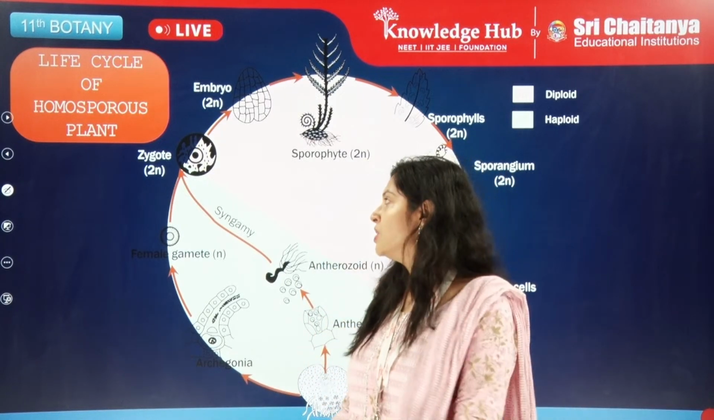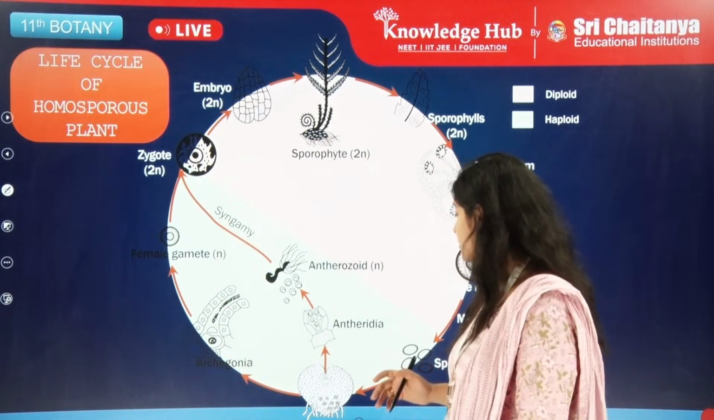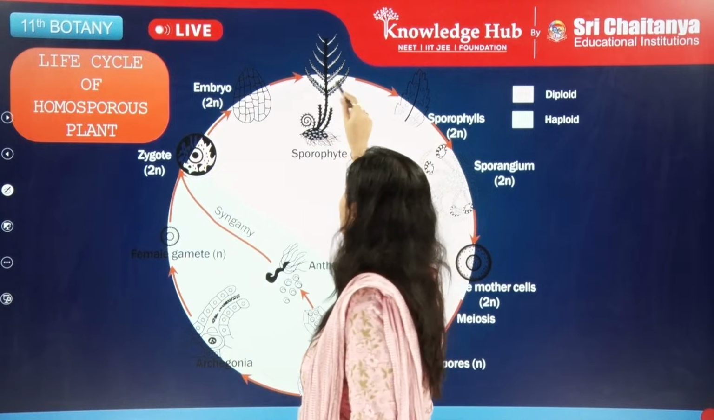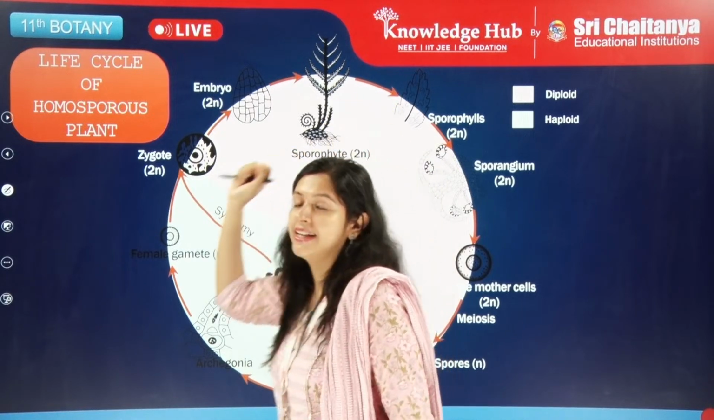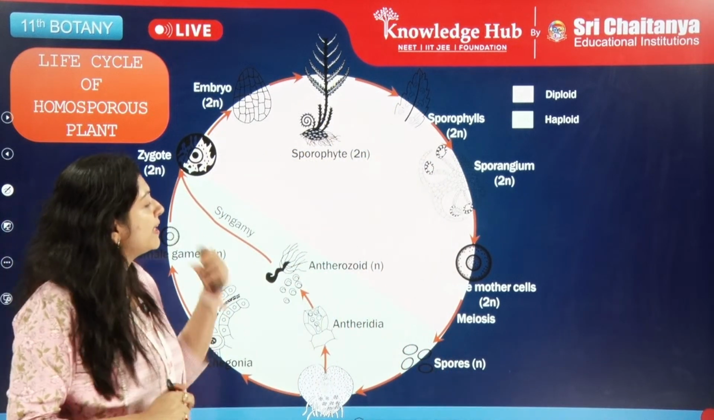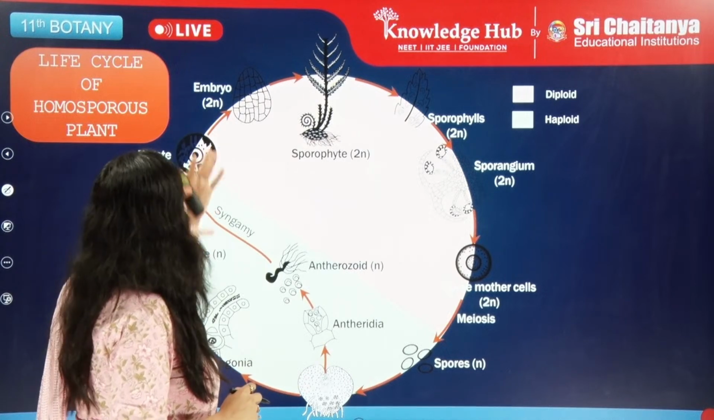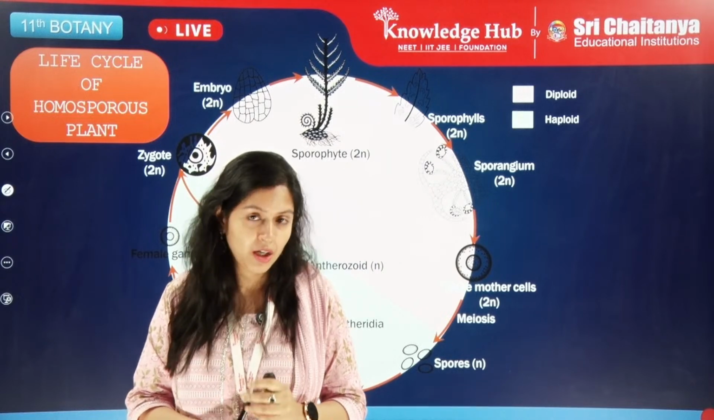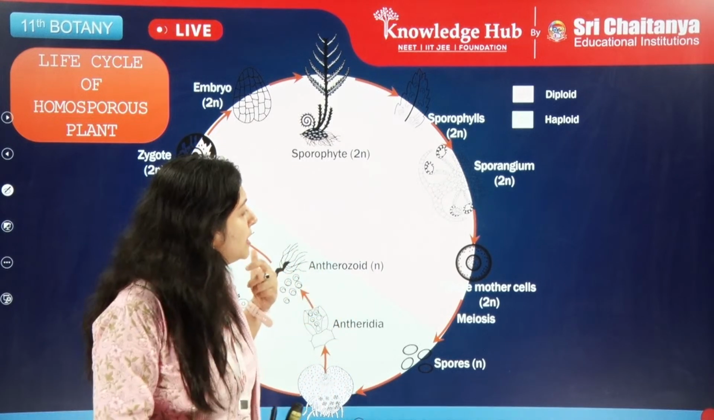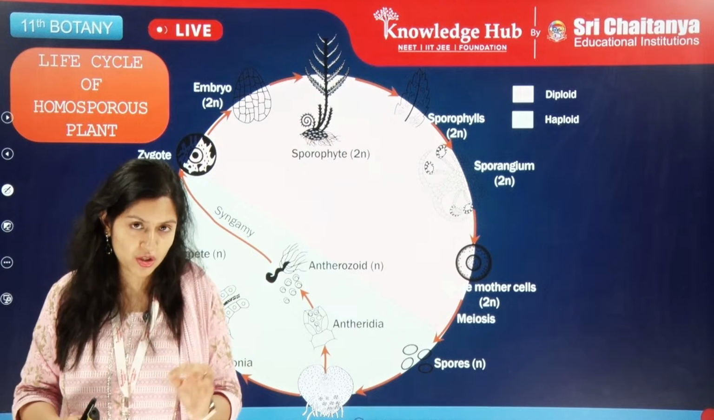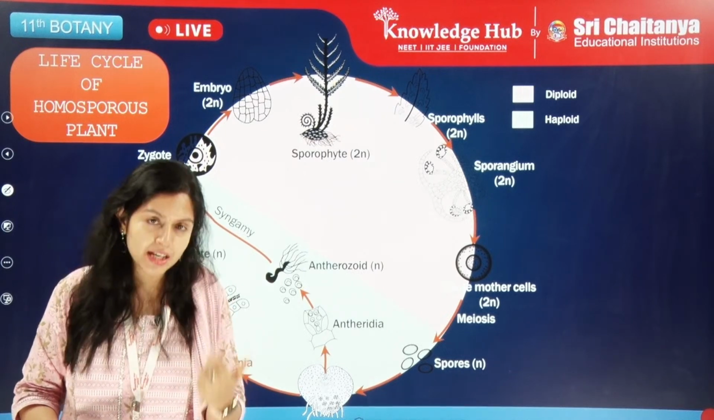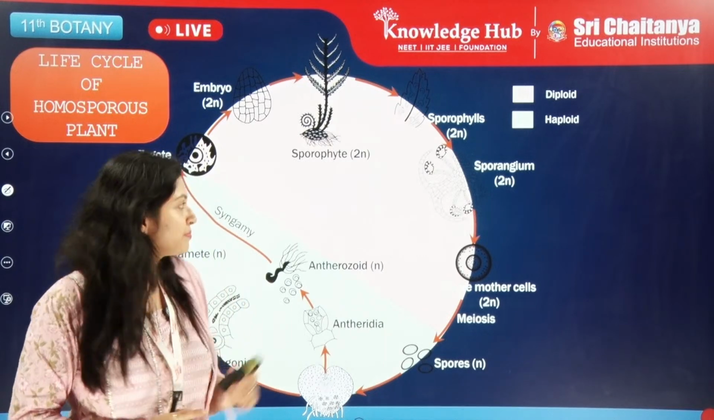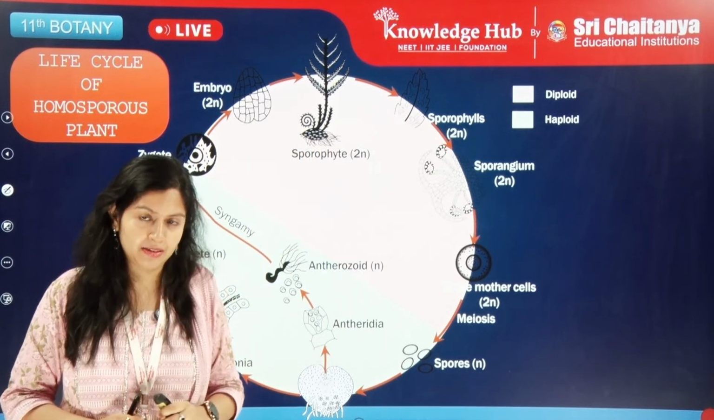Let's see this. Where will we start? Let's start with a normal mature plant, that is a sporophyte. Let's see the sporophyte plant. This is the life cycle of a homosporous plant. After this, we'll be solving some questions for NEET, and in the next session, we'll be doing the heterosporous plants. Let's look at the life cycle.